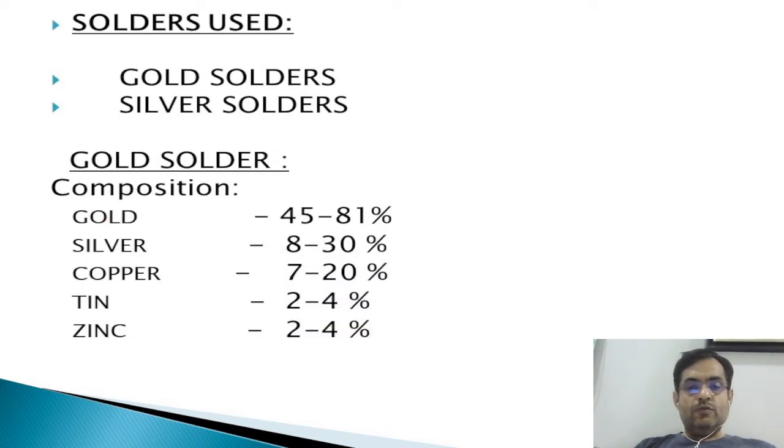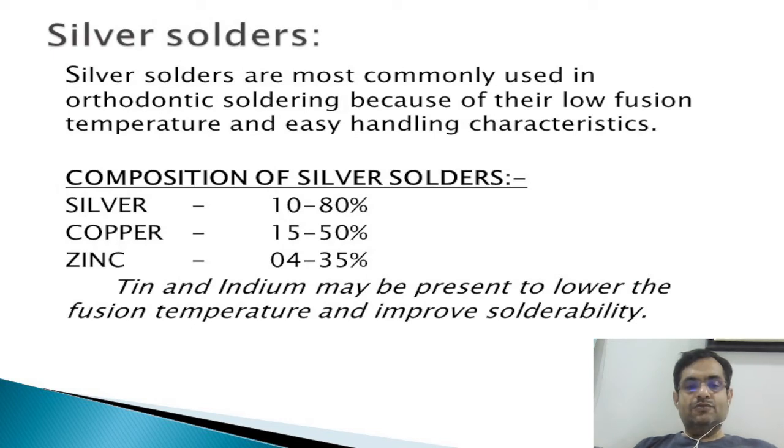Next, we need to know the solders used. Previously, gold solders were popular, but later on, because of their high cost, they were overtaken by silver solders. Gold solders are composed of gold, silver, copper, tin, and zinc, whereas silver solders are composed of silver, copper, zinc, tin, and indium may be present to lower the fusion temperature and improve the solderability. Silver solders are most commonly used in orthodontic soldering because of their low fusion temperature and easy handling characteristics.